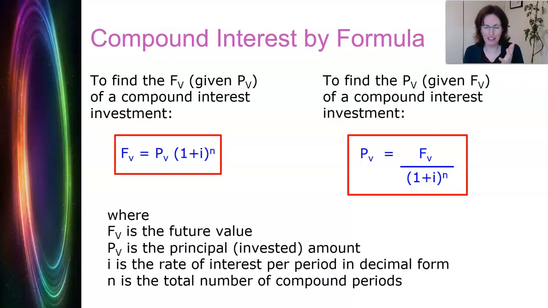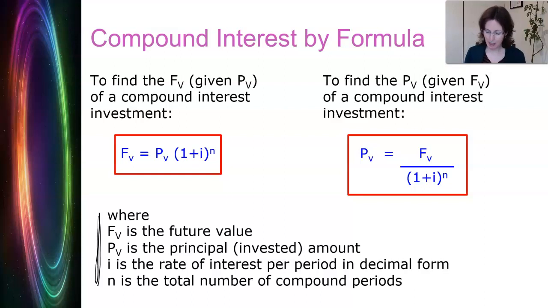So what are those if you're not familiar with them? Having a look down the bottom here, FV is the future value. So if we're trying to find that, the amount of money in the future, so we invest an amount to start with, PV, the principal value. And then the other letters to be familiar with are I, the rate of interest per period in decimal form. And so that's where we divide by 100. And n is the total number of compound periods.